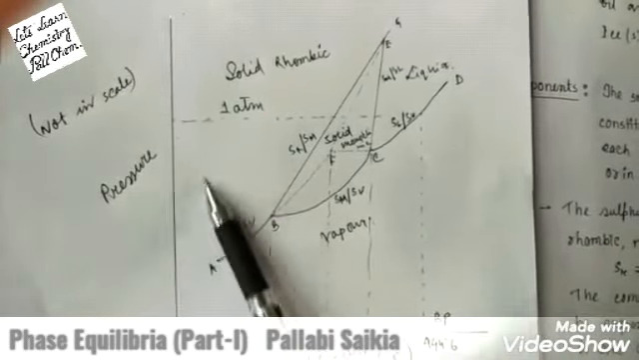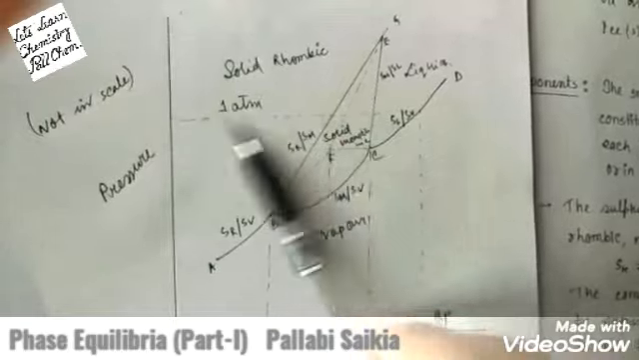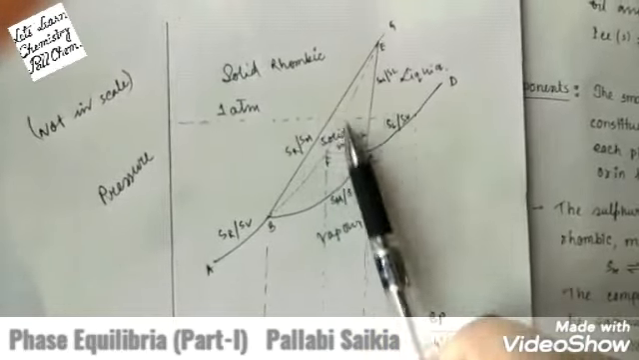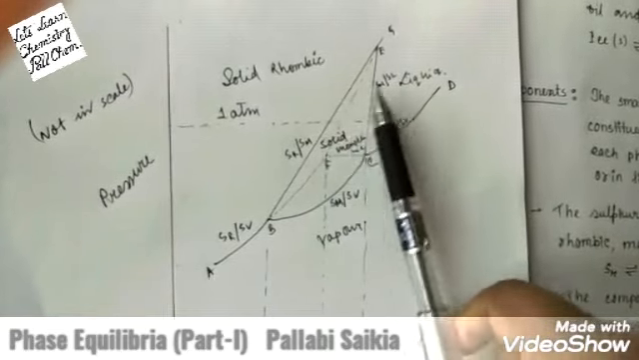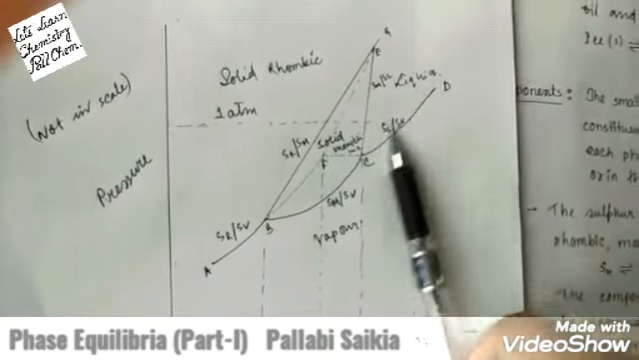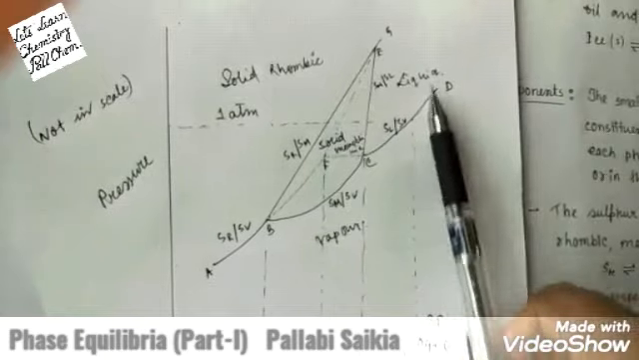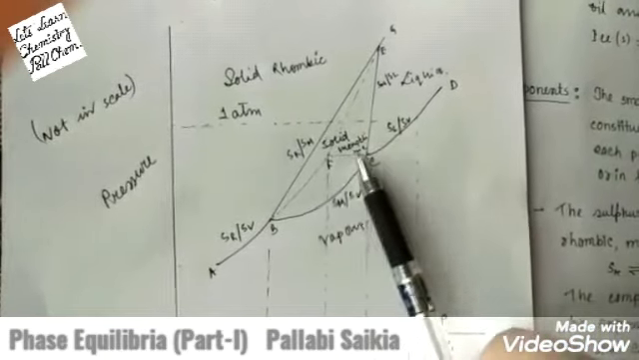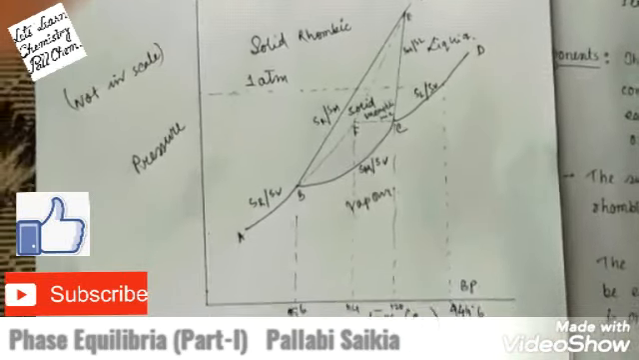And here, beyond this it is the vapor sulfur, this is the solid rhombic, this is the monoclinic, this is the phase equilibrium between rhombic and monoclinic, this is the equilibrium between monoclinic and liquid, this curve is the equilibrium curve between liquid and vapor, this curve is the equilibrium curve between solid monoclinic and vapor sulfur.